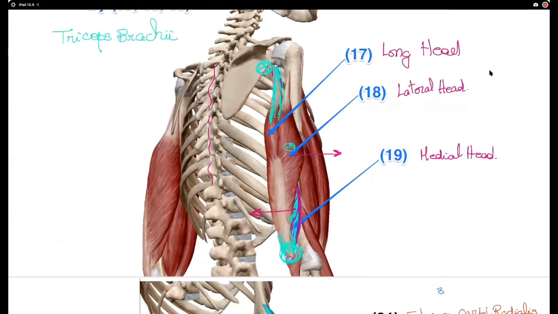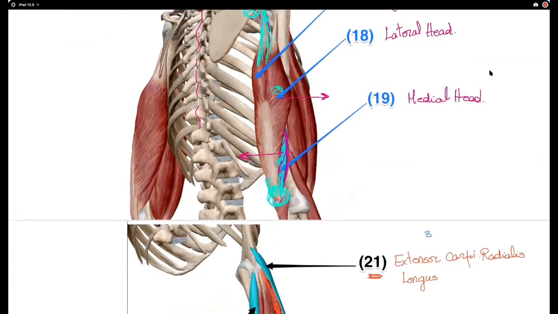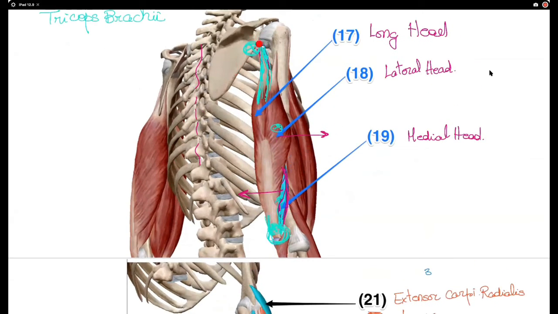Looking here at a muscle with three heads located in the posterior compartment of the arm. This is my triceps brachii. If you remember, it has a long head, a lateral head, and a medial head. Long head only gets its origin from the scapula. The other two heads are getting their origin from the shaft of the humerus. All the three heads will be inserted in the olecranon process of the ulna. When I pull the olecranon process backwards, this will allow me to perform extension of the forearm at the elbow.